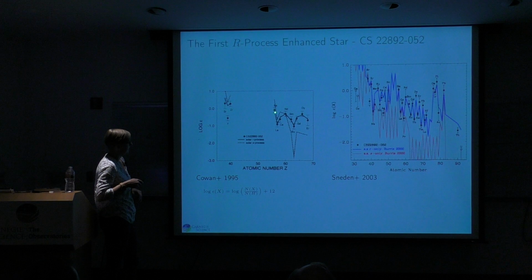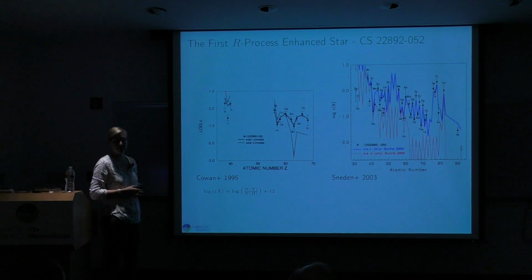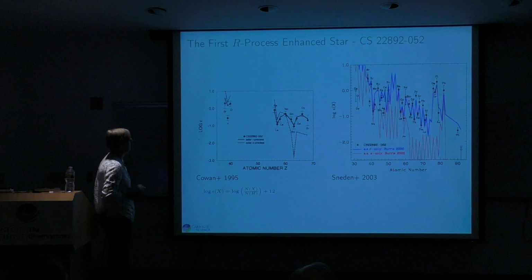But what you see is that for these heavy elements, this star's abundances are a very good match to the scaled solar system R process abundance pattern. It's a little bit more tricky over here with the light S process elements.